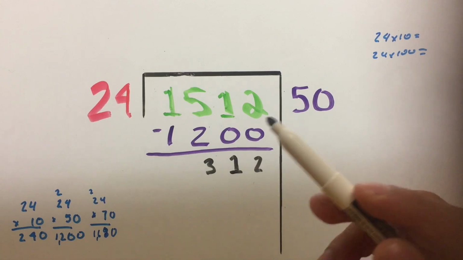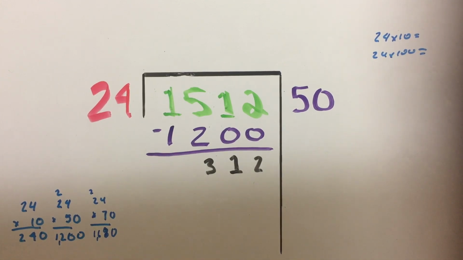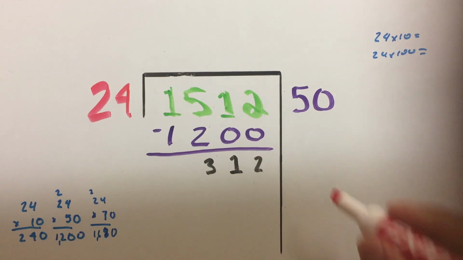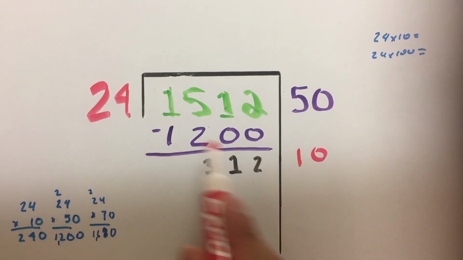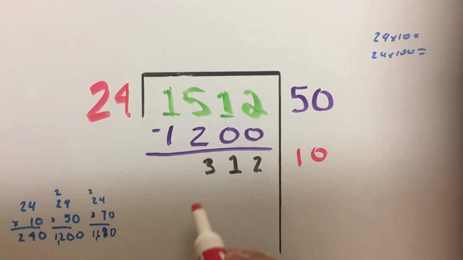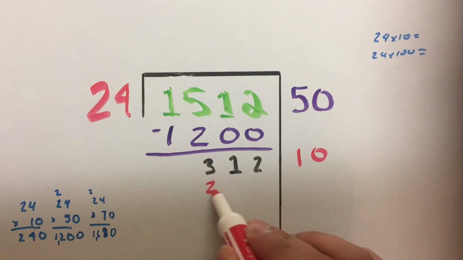I like that. Okay. Now, looking at my weapons, is there something I could use here that would get close to this 312 till we can take it down even more? If I look at this 10 here, 240. That's not bad. That's pretty close. So let's just use that 10 there. So I'm going to put 10 on the outside. 24 times 10, I did that here. I know that is 240.